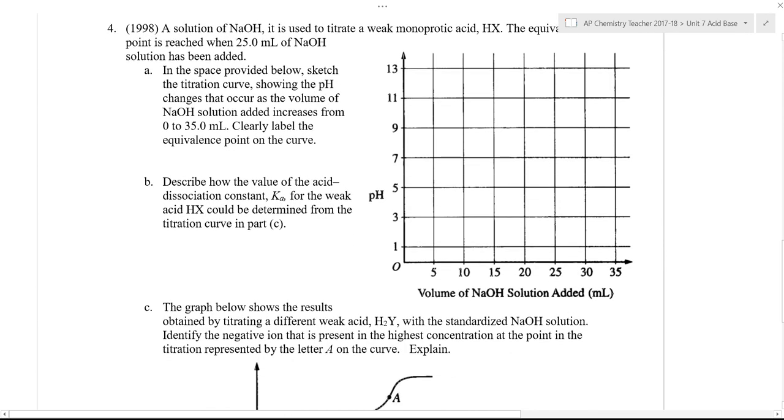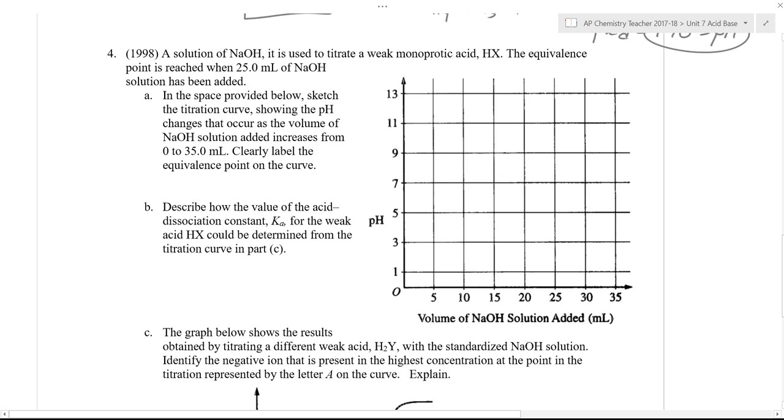So here's another one. We are titrating a weak acid. The other one was titrating a weak base. So it might help to write out this reaction. So I've got my weak acid HX. I'm adding a strong base to it. I make X minus and water. And you're going to sketch the titration curve showing the pH changes that occur.